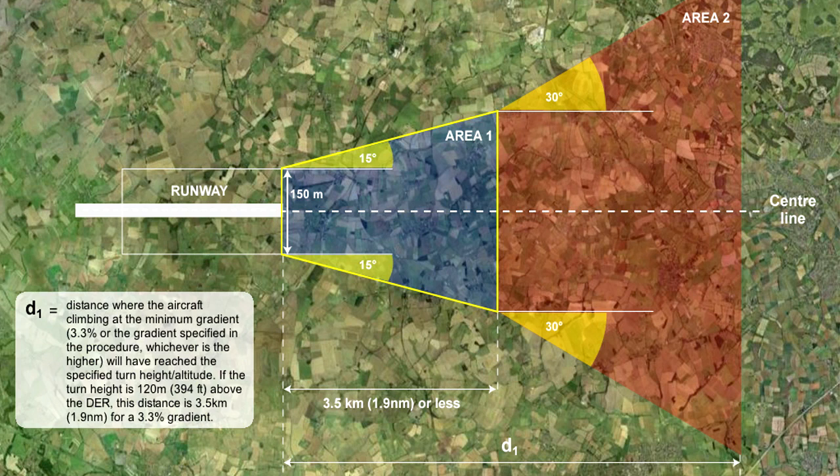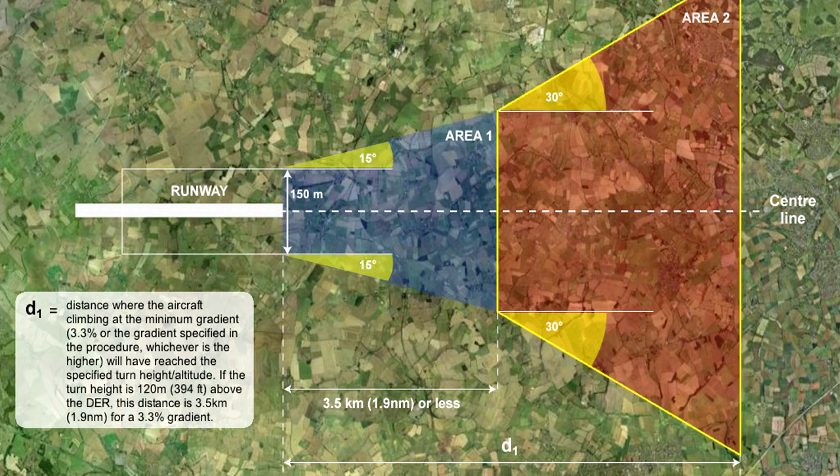The length of Area 1 will usually be 3.5 kilometres. That is, where a PDG of 3.3% would reach a height of 120 metres above the departure end of the runway. If, because of an obstacle, the procedures required an increased PDG, then of course the aircraft would reach 120 metres above DER before 3.5 kilometres.